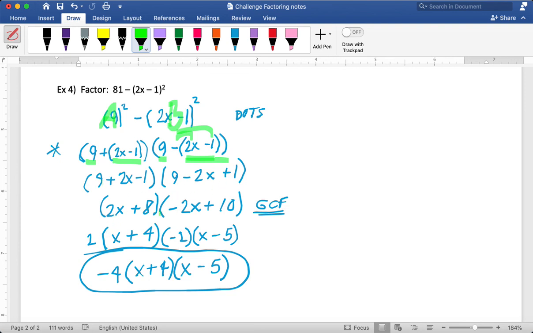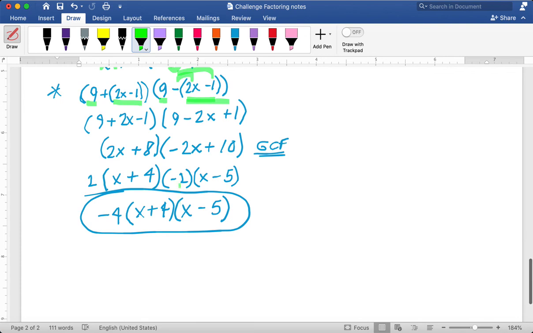We ended up with 2x plus 8, -2x plus 10. Even, even, even, even. There's GCF. The first GCF is a +2. The second GCF was a -2 because it was a leading negative. And it's customary to put the x term in front of the constant term. Okay, so we factored it out. We wrote it so that it looks like multiplication because it is multiplication. So you needed these parentheses here.